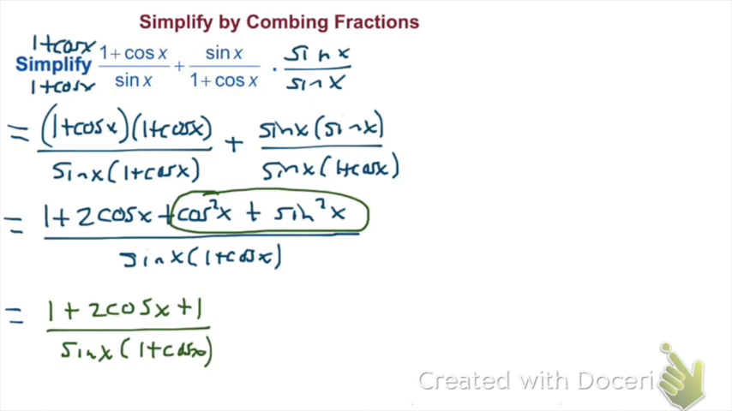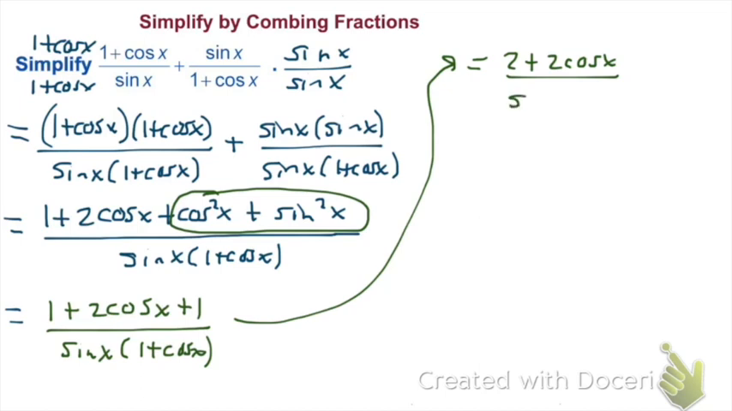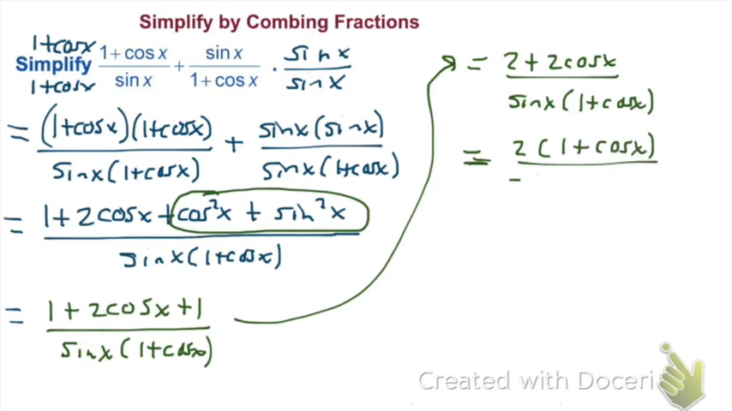We're going to keep simplifying the numerator. We can add the ones together. We get 2 plus 2 cosine x's all over sine of x (1 plus cosine x). Then we want to factor to get stuff we can cancel out or simplify. So if we factor out a 2 in our numerator, we get 1 plus cosine x. Then we have sine of x (1 plus cosine x) in the denominator.